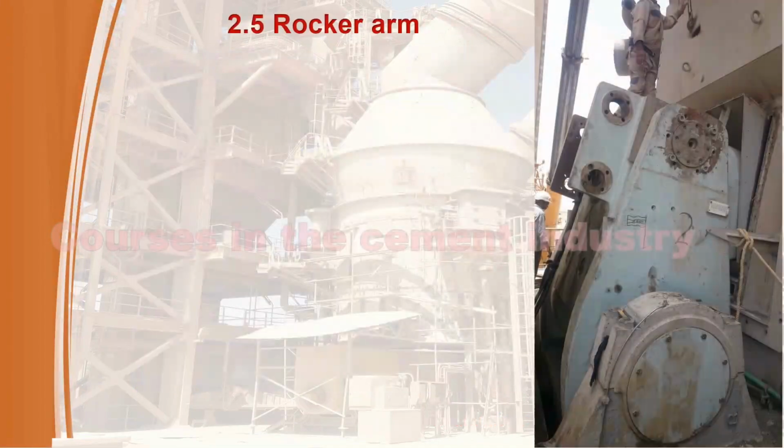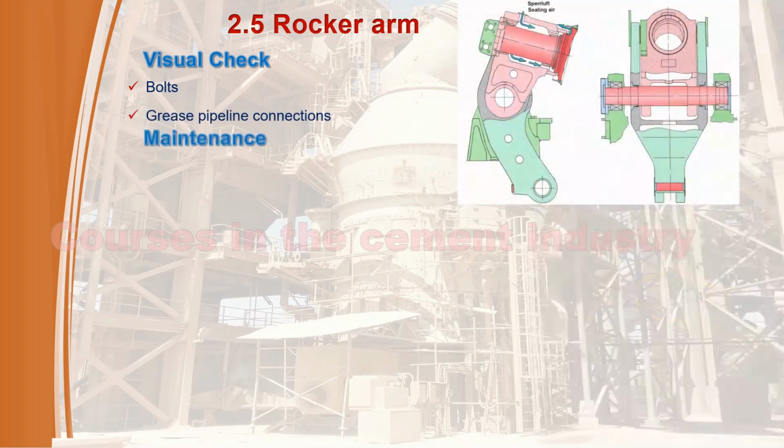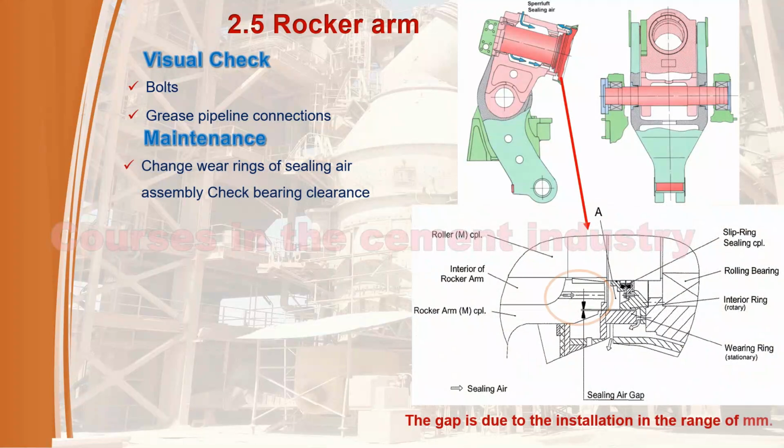Rocker arm. Visual check. 1. Bolts. 2. Grease pipeline connections. Maintenance. 1. Change wear rings of sealing air, assembly check bearing clearance. The gap is due to the installation, in the range of millimeters. 2. Change bearings.